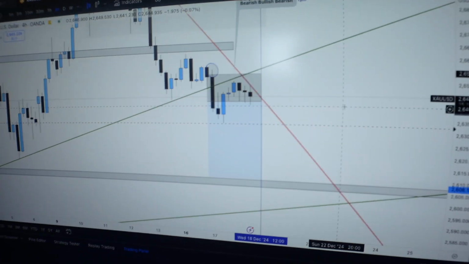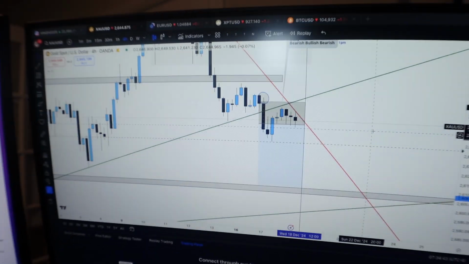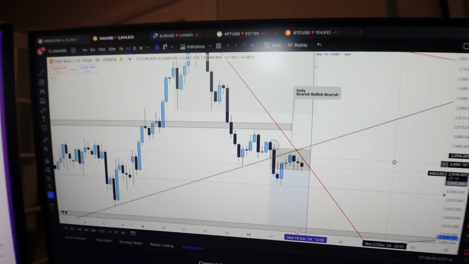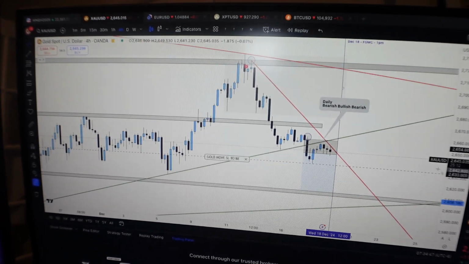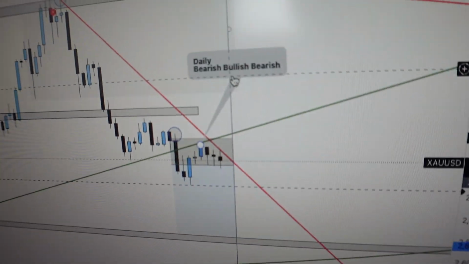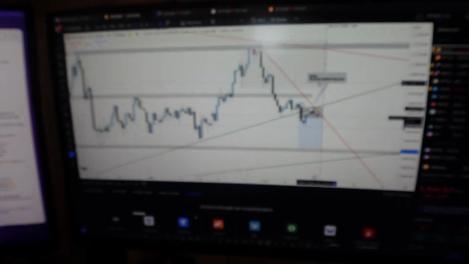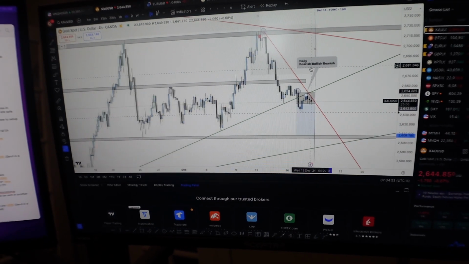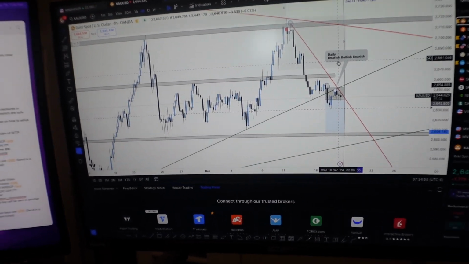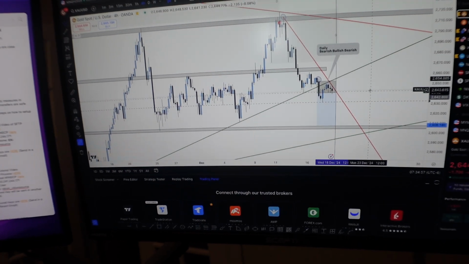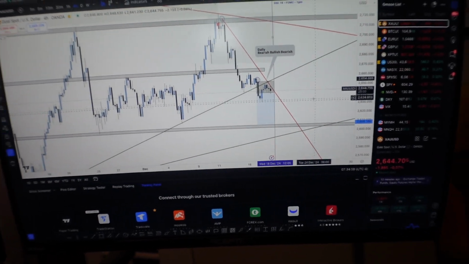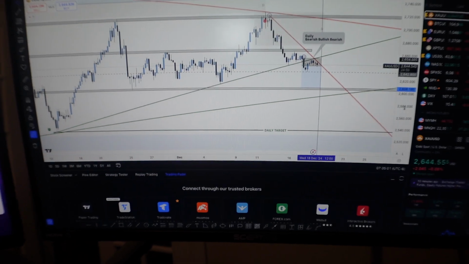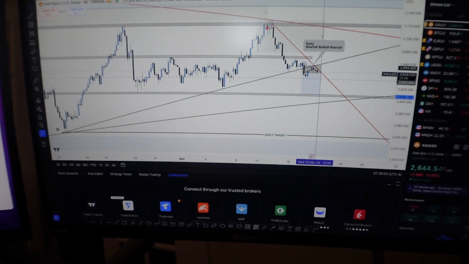So currently on gold, as you guys can see, I'm literally following some trend lines right now. And then on the daily, we have a bearish, bullish, bearish, which gives me further confirmation that I'm looking for this to go down. So why am I taking a sell on this? For one, I have a bearish, bullish, bearish. For two, there's been, and I'll show you guys.